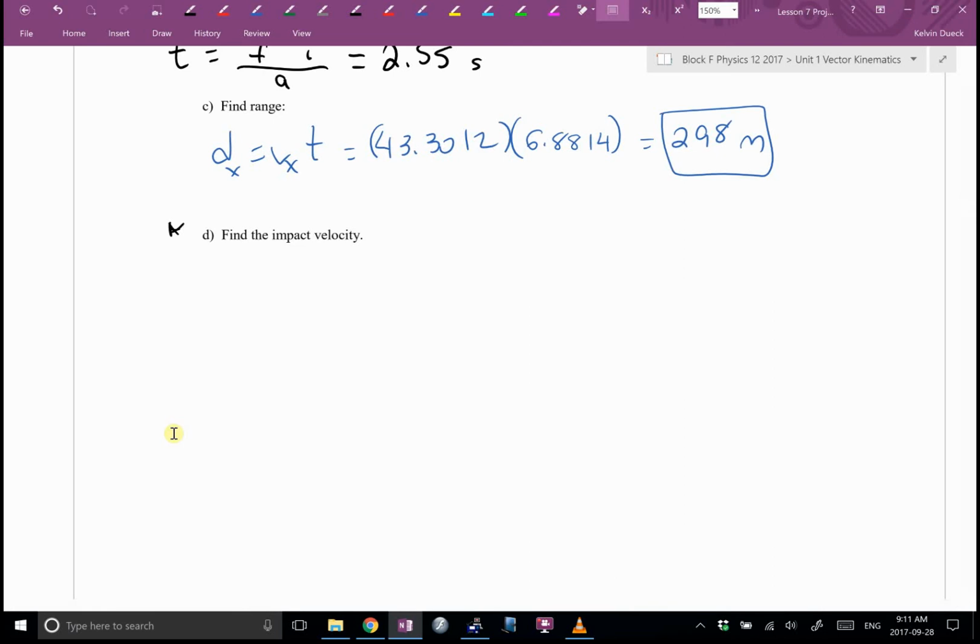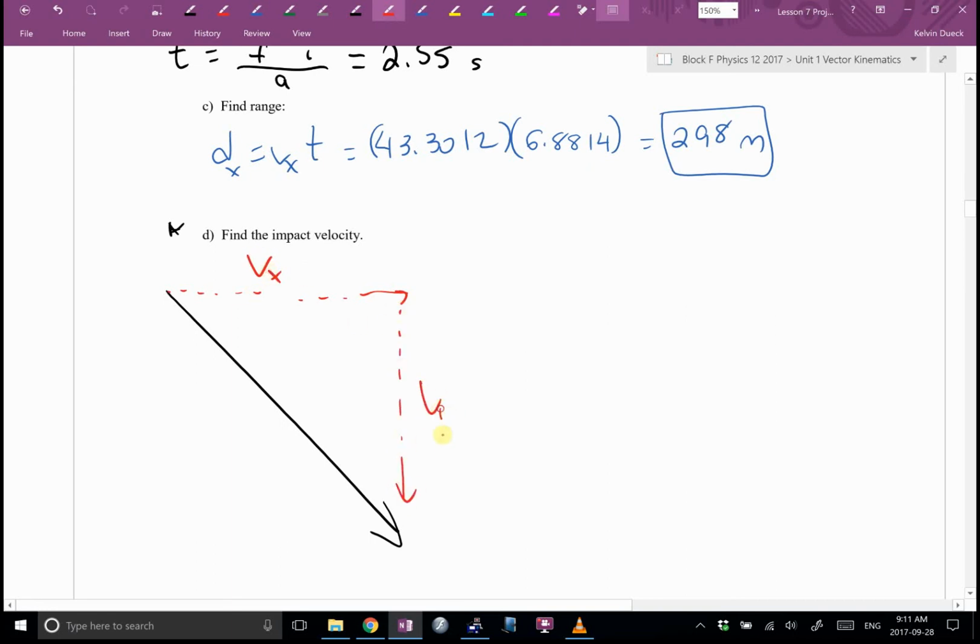I'm going to draw it. I think the impact velocity looks something like that. It might be steeper, it might be shallower, but I'm telling you, it's hitting the ground at an angle. This is a Java 4. Okay. I'm going to try drawing the horizontal first. So it's going to look like this. And I guess instead of VY initial, I'll call it VY final.